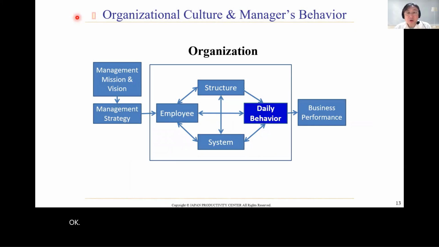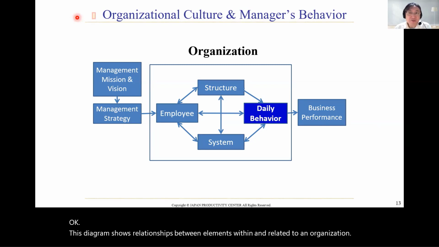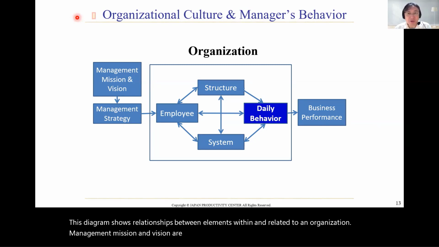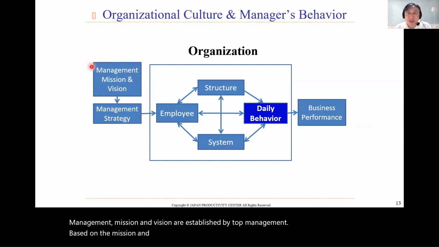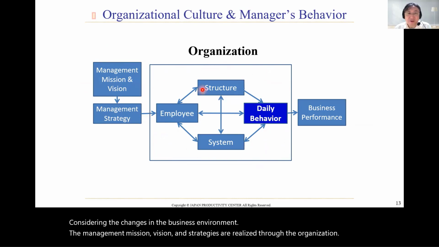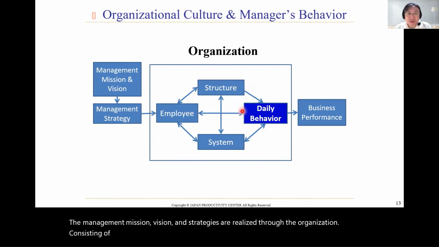This diagram shows relationships between elements within and related to an organization. Management mission and vision are established by top management. Based on the mission and vision, management strategies are formed considering the changes in the business environment. The management mission, vision, and the strategies are realized through the organization, consisting of employees, structure, system, and the daily behavior. Then the business results are created.